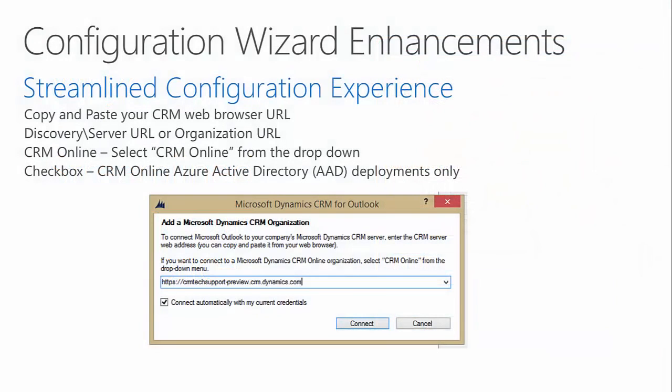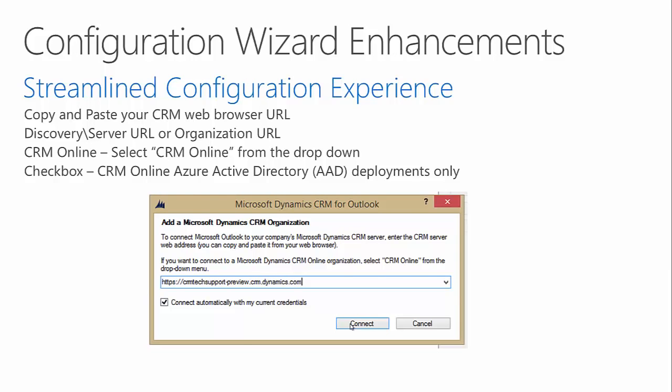And so what we did to help streamline this configuration experience is we added the ability to copy and paste your CRM Web Browser URL right from Internet Explorer, whichever browser you're using, into this Configuration Wizard. There's a screenshot at the bottom here that shows what this looks like. So you just paste this in here and click Connect. The organization will automatically be configured for you in your Outlook client.